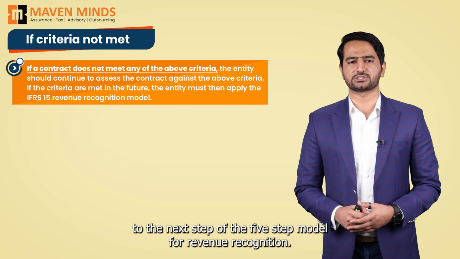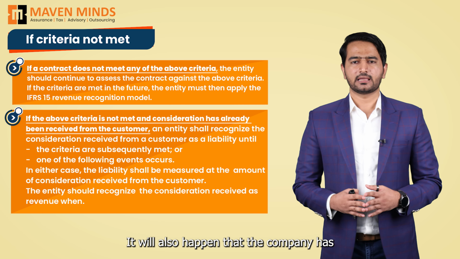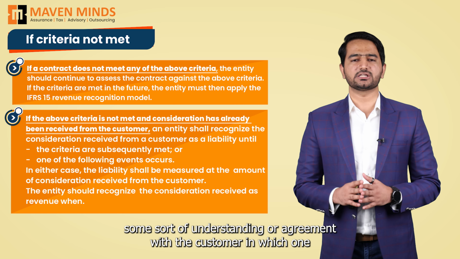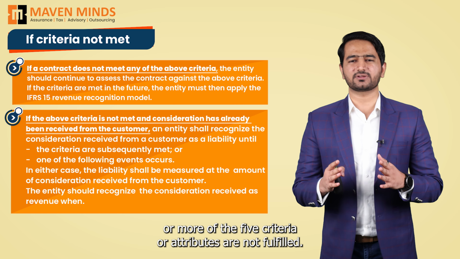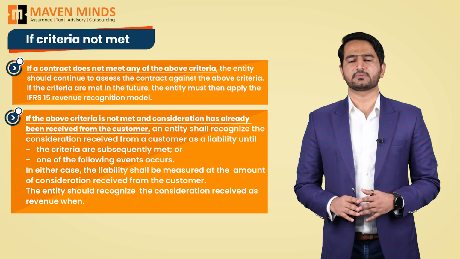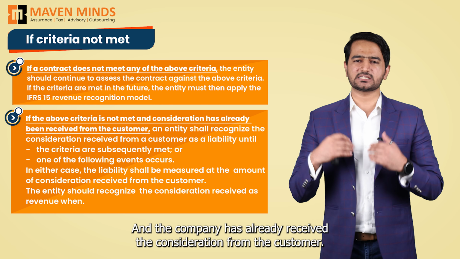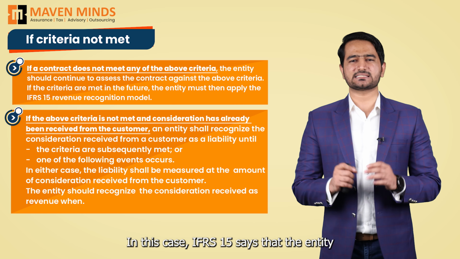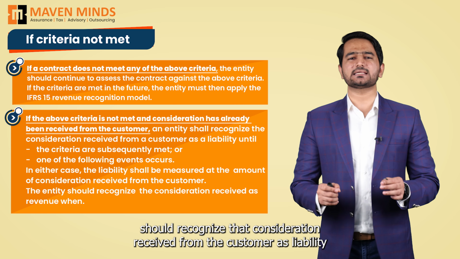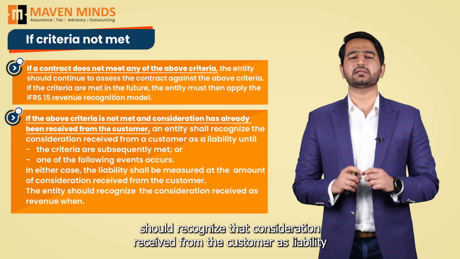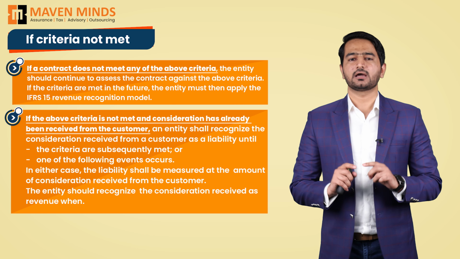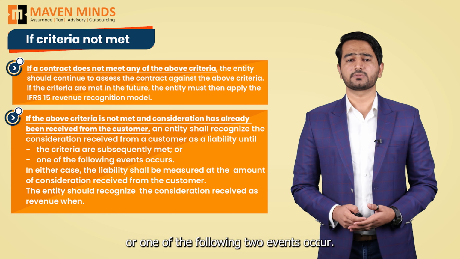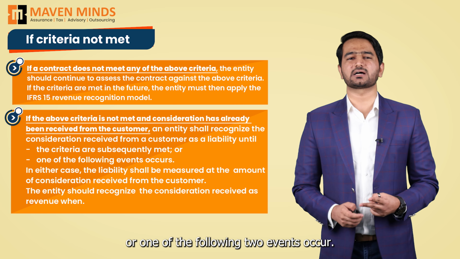model for revenue recognition. It may also happen that the company has some sort of understanding or agreement with the customer in which one or more of the 5 criteria or attributes are not fulfilled, and the company has already received the consideration from the customer. In this case, IFRS 15 says that the entity should recognize that consideration received from the customer as liability until the criteria for the contract are subsequently met or one of the following 2 events occur.